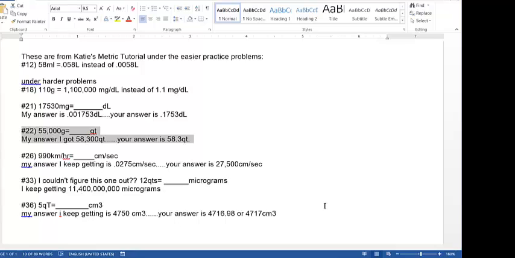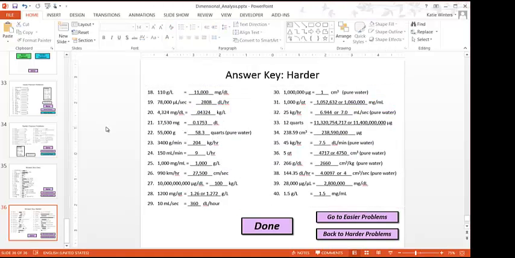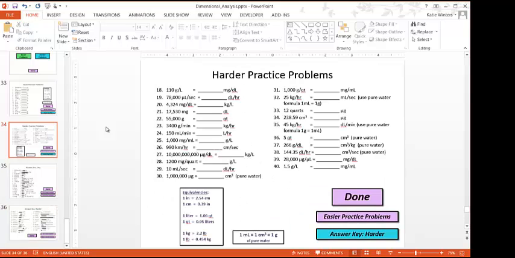You won't ever have to convert grams to quarts. I don't think you'll ever have to convert milligrams to deciliters either. These are just really wacky, far out there questions that really test your ability to use your dimensional analysis skills. So this is number 22. Let me make sure that that is what it says in the PowerPoint. 55,000 grams to quarts.